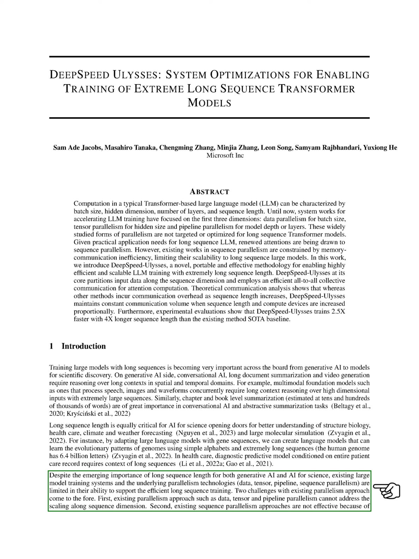In this paper, we present DeepSpeed Ulysses, a simple, portable, and effective method for enabling highly efficient and scalable training of large language models, LLMs, with extremely long sequence lengths.